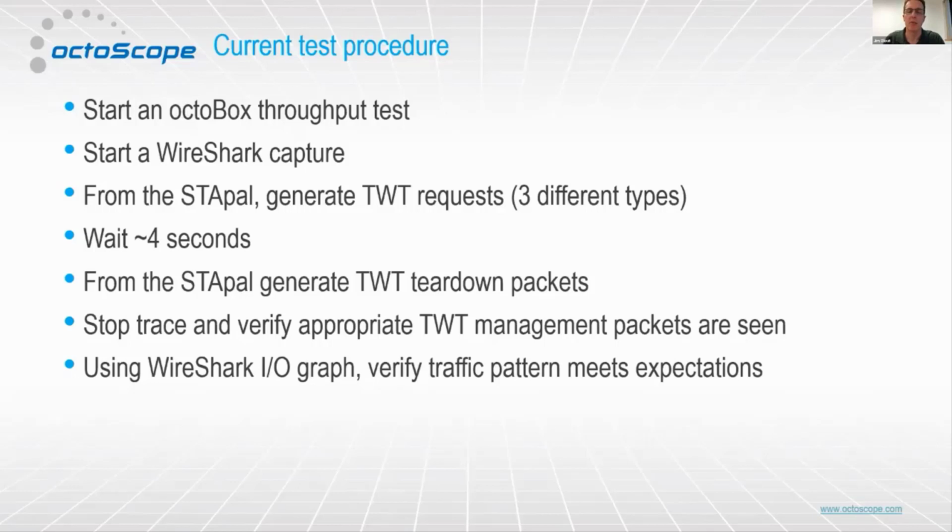We'll take a look at the TWT management packets, and we can look at some of the parameters that are inside those. And then we can use the Wireshark IO graph to take a little look further into what the packets look like and how the patterns show up there.